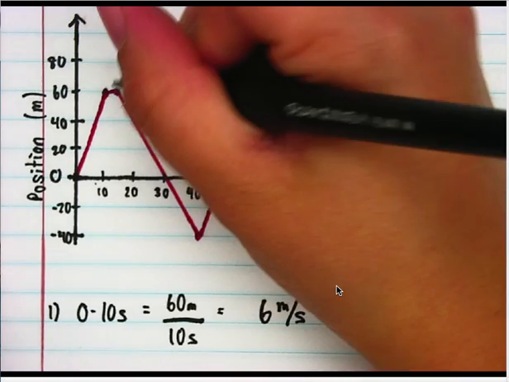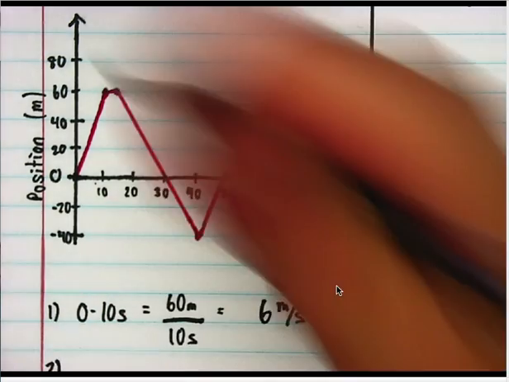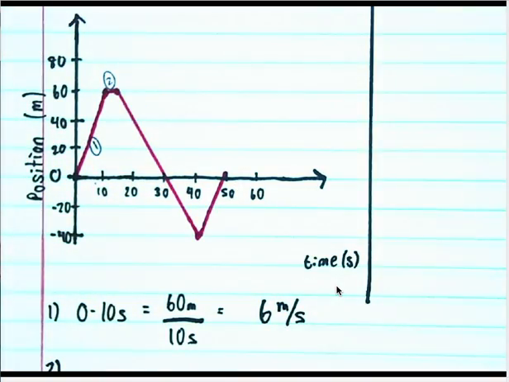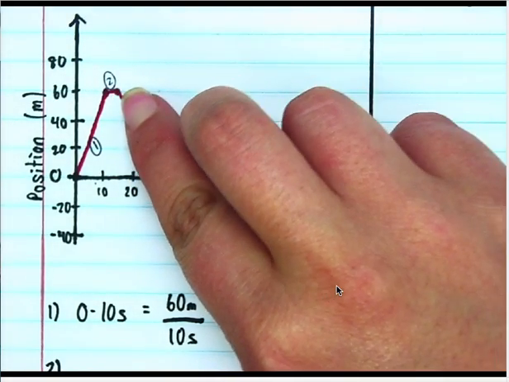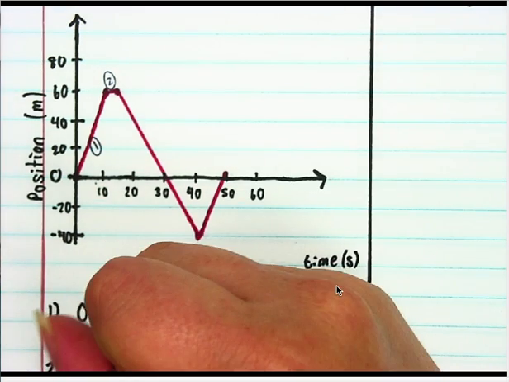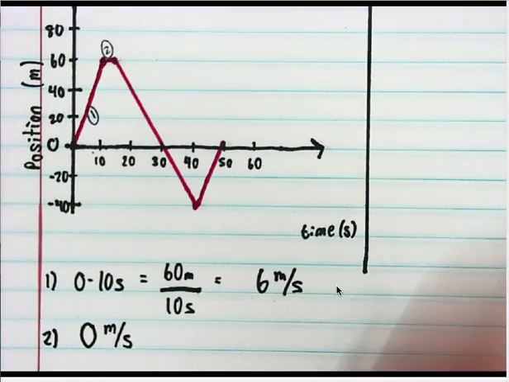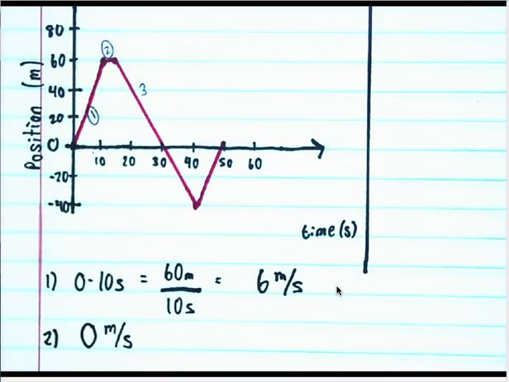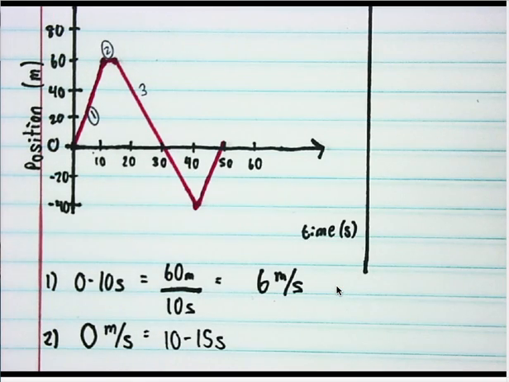Chunk 2 is this little flat part right here. I'm going to go ahead and label these on the graph for you too. So this is chunk 1. This little bit is chunk 2. In chunk 2, its position doesn't change. It stays at 60, so its rise is 0. Therefore, its velocity is 0 meters per second. It's stopped. Oh, and that stopped, sorry, I forgot to write the time, from 10 to 15 seconds.